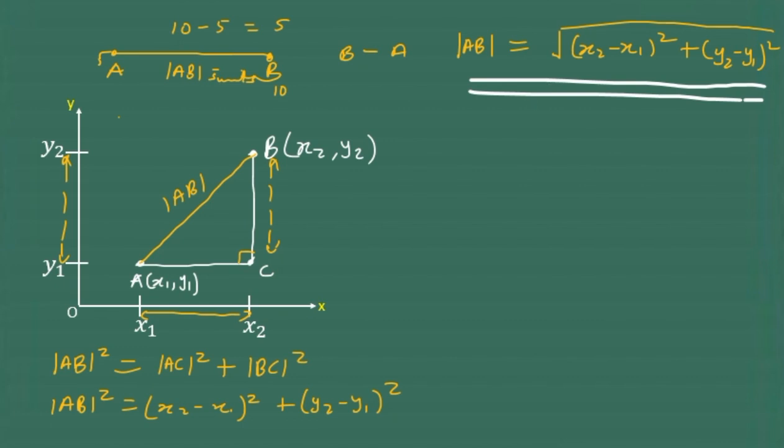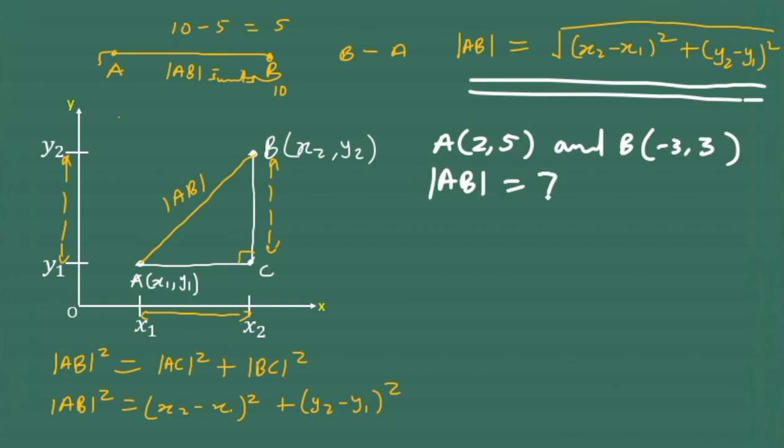Now let's take a look at illustrative examples. So if we have a point A given to be 2 and positive 5, and we also have a point B given to be minus 3 and positive 3. So we have to find the distance between A and B.